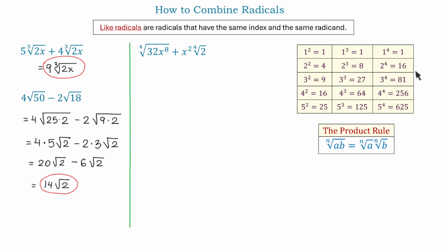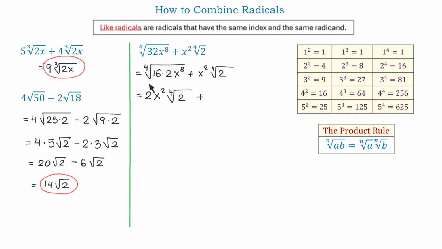However, in this column we see 16 that is a factor of 32. So then we will write 32 as a product of 16 and 2. Then we will bring down x to the 8th power plus x squared, the fourth root of 2. And now the fourth root of 16 is 2 because 2 to the fourth power equals 16. So we will write 2. Then the fourth root of x to the 8th power is x squared, and this 2 will remain inside the radical. So we will have x squared times the fourth root of 2.